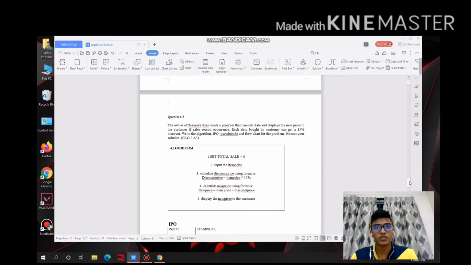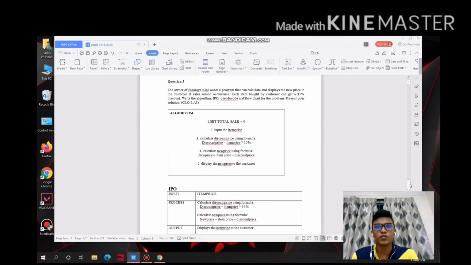And then for question number 3, the owner of Pasaraya Kini wants a program that can calculate and display the new price to the customer. Now, each item bought by a customer can get a 50% discount, so we need to write the algorithm, IPO, pseudocode and flowchart for the problem.